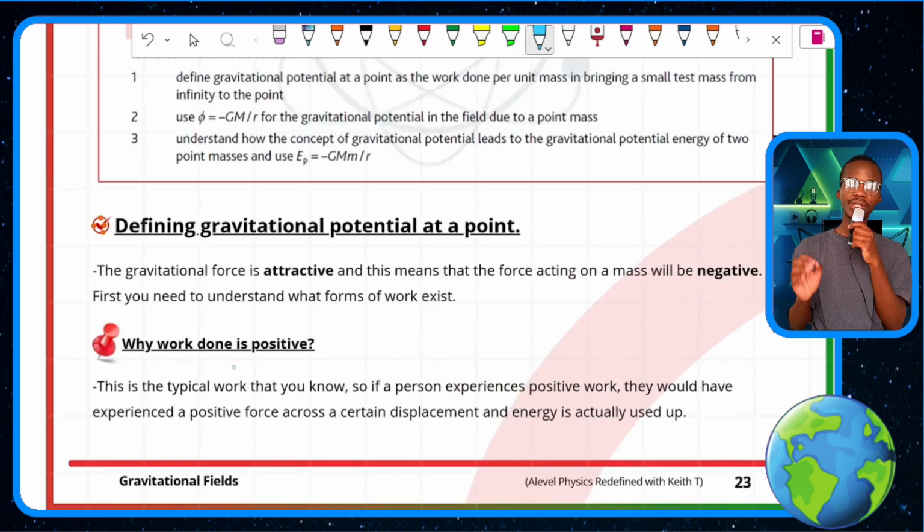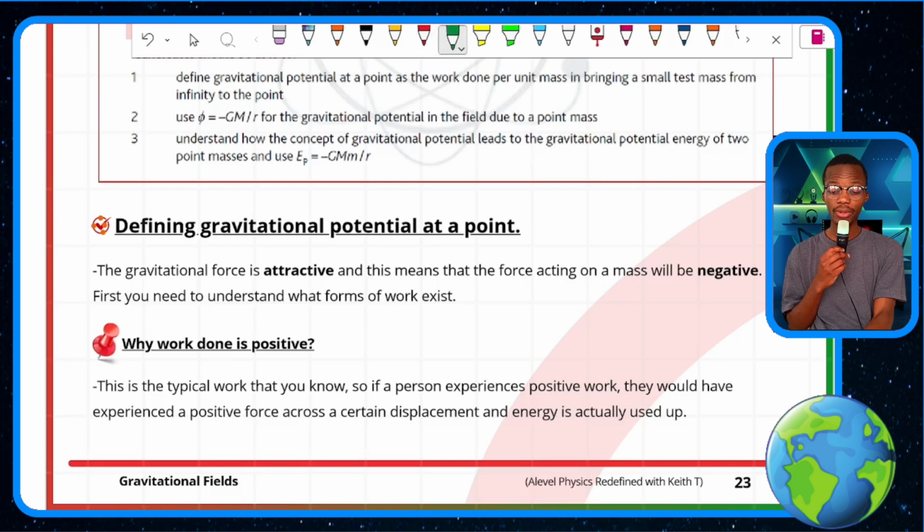So the gravitational force as we know it is attractive, and this means that the force acting on a mass will be negative, right? So it's very important for you to understand this. And what I mean by this is if you're at a specific point from the Earth, the force that you're going to be experiencing due to the Earth will just be negative, right?